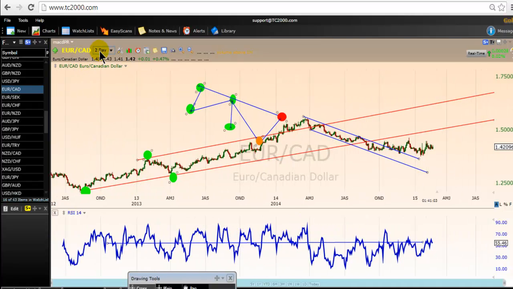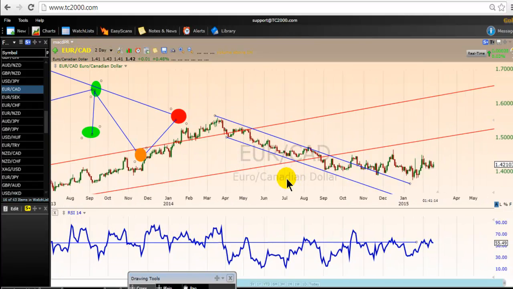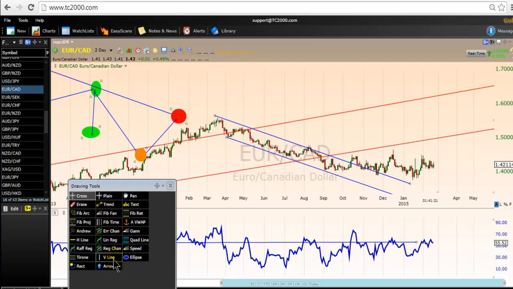So I'm now on the 2-day chart of the euro-dollar currency pair. Though we are looking at the currency pair, this strategy is valid for indices, for ETFs, and also for stocks, all right? So if you are trading commodities, futures, whatever, it's still valid. So 3 points are needed to draw a channel, as I explained to you already.